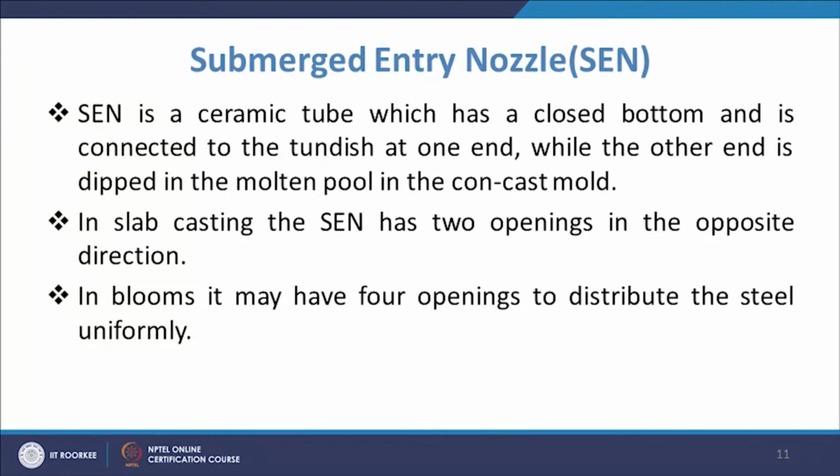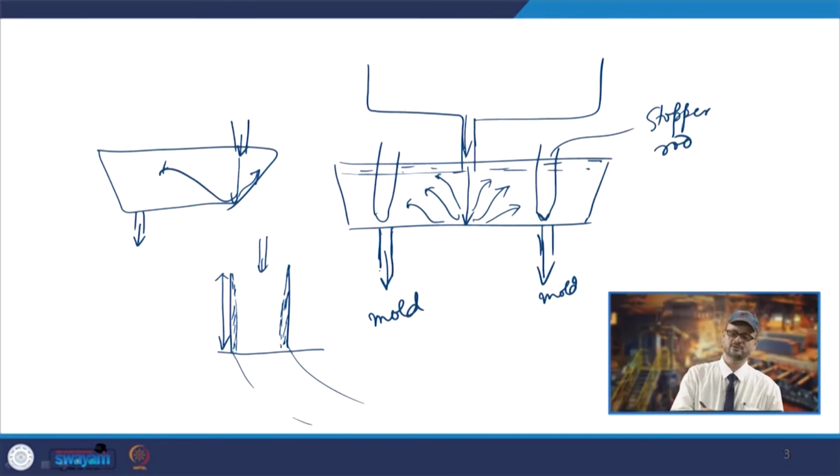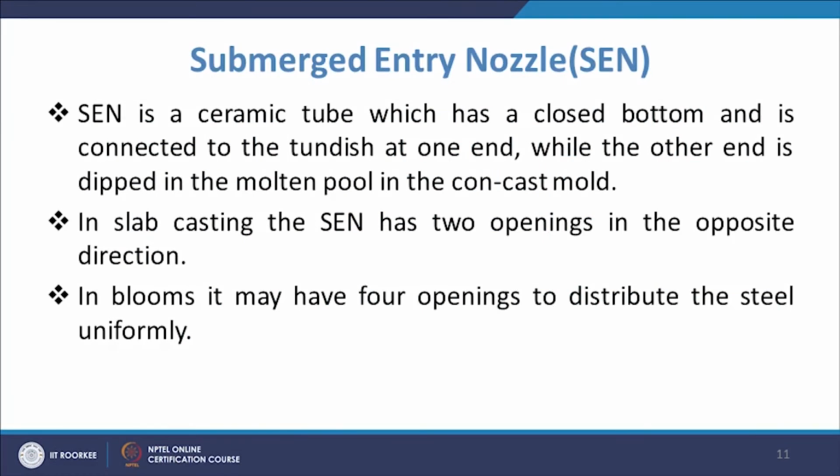Next in line is the submerged entry nozzle. The submerged entry nozzle is a ceramic tube which has a closed bottom, and is connected to the tundish at one end, while the other end is dipped in the molten pool in the concast mold. So, if you look at this tundish, from here the steel will go through the submerged entry nozzle and into the mold, and here it is closed and you have openings on these sides. This is your submerged entry nozzle.